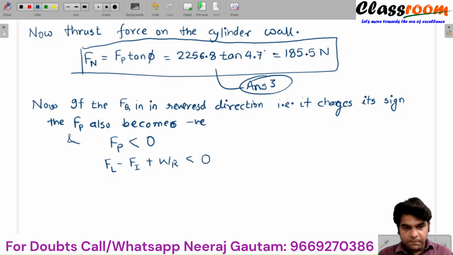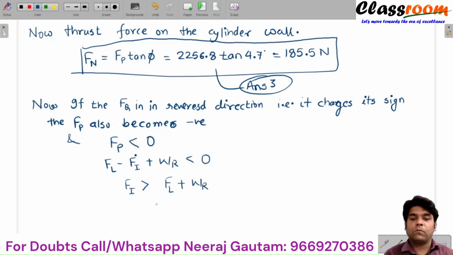If the summation of these three forces is less than zero, that is negative, then Fi has a negative sign. So this quantity becomes negative if the value of Fi is more than these two other values. Simply, Fi should be greater in magnitude than these two other quantities, Fl plus Wr. You can solve this inequality easily by adding Fi to both sides. Fi cancels out, so Fl plus Wr is less than Fi. I reverse this relation, so Fi is greater than this.